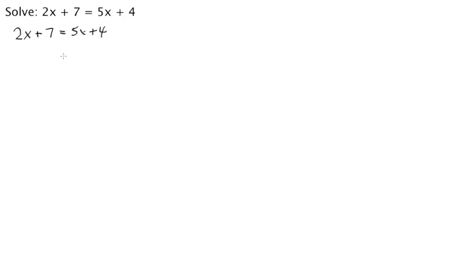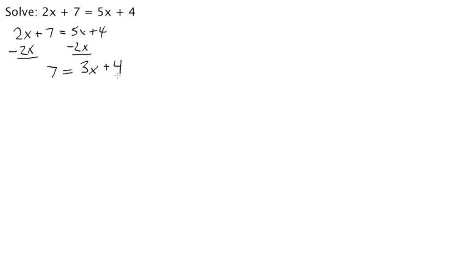So we said we want to take all of our variable terms to the right-hand side. So I'm going to subtract the variable term on the left-hand side from both sides of the equation. So I'm going to subtract 2x from both sides. So on the left-hand side, my 2x's cancel out, so I am left with just my 7. On the right-hand side, 5x minus 2x, that is 3x. My 4 stays there.